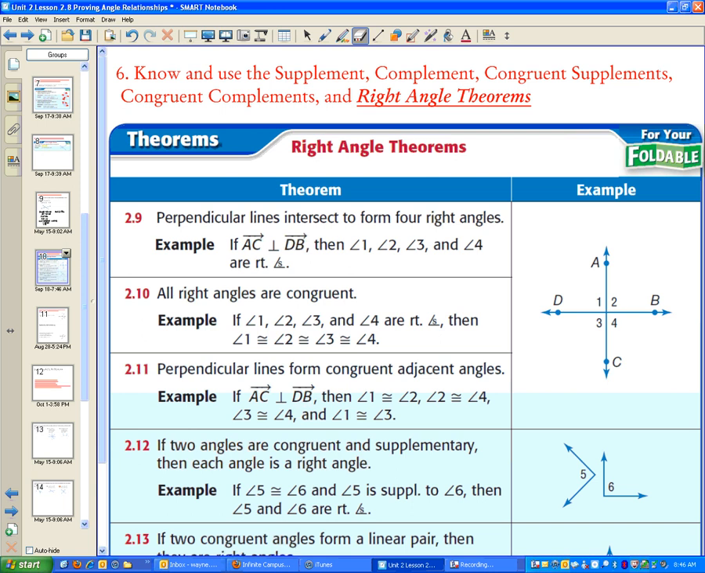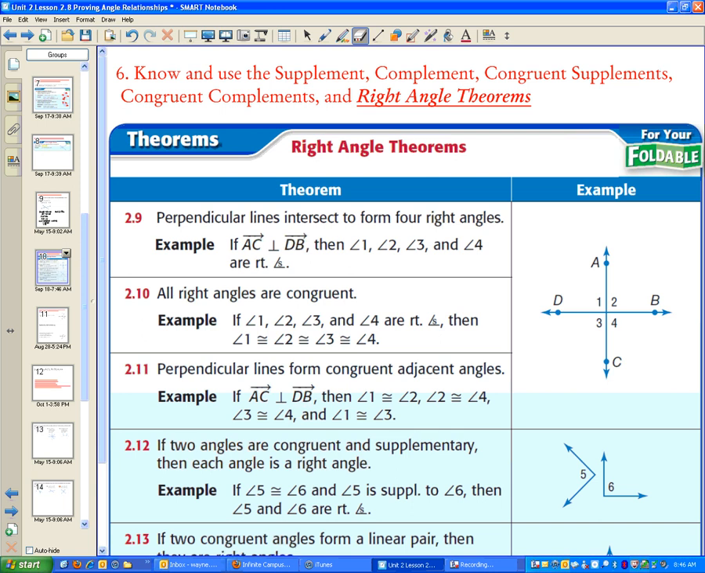Okay? Next one, all right angles are congruent. Well, of course they are, because the measure of every right angle is 90 degrees. So anytime 2 angles have the same measure, we call them congruent. So all the right angles have to be congruent to all the other right angles.